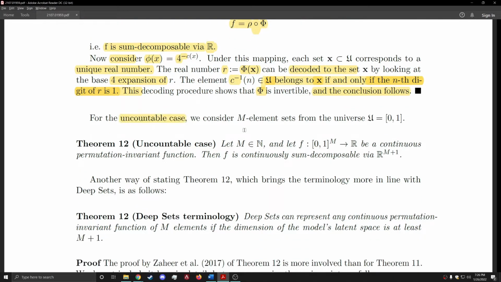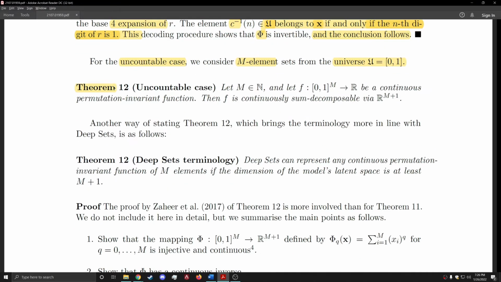So for the uncountable case, which is much more realistic, we're going to consider the m element set from the universe, which is a line segment from 0 to 1. So let's jump right into it. Theorem 12. Here is the uncountable universe.